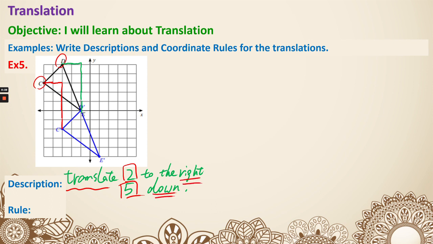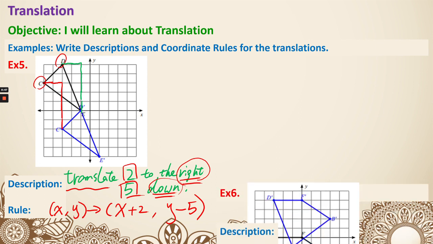Now to write the rule, always start with x comma y arrow. For the x, it is to the right by 2, so that means we're adding a 2 on top of the x. And for the y, it is going down. Remember, down is negative, so it's got to be y minus 5. That's the rule for example 5.